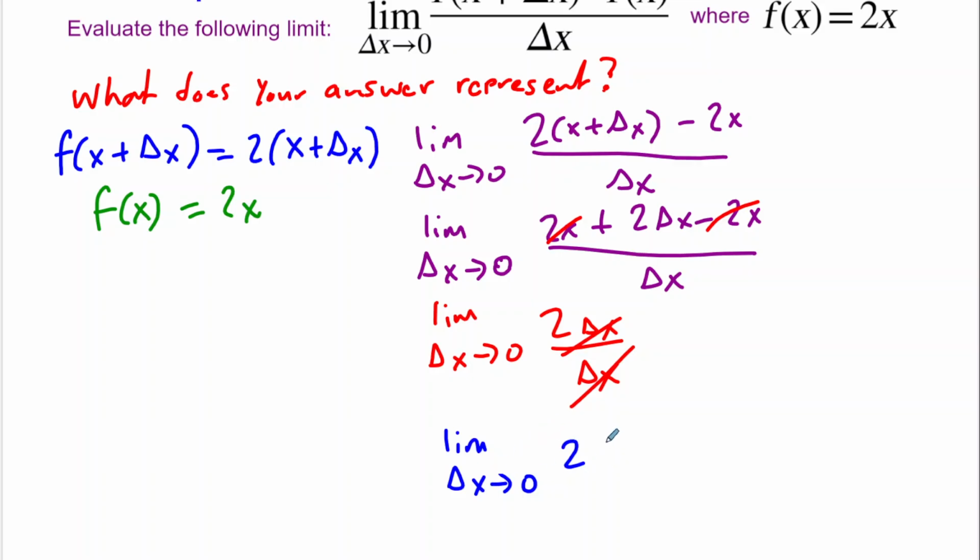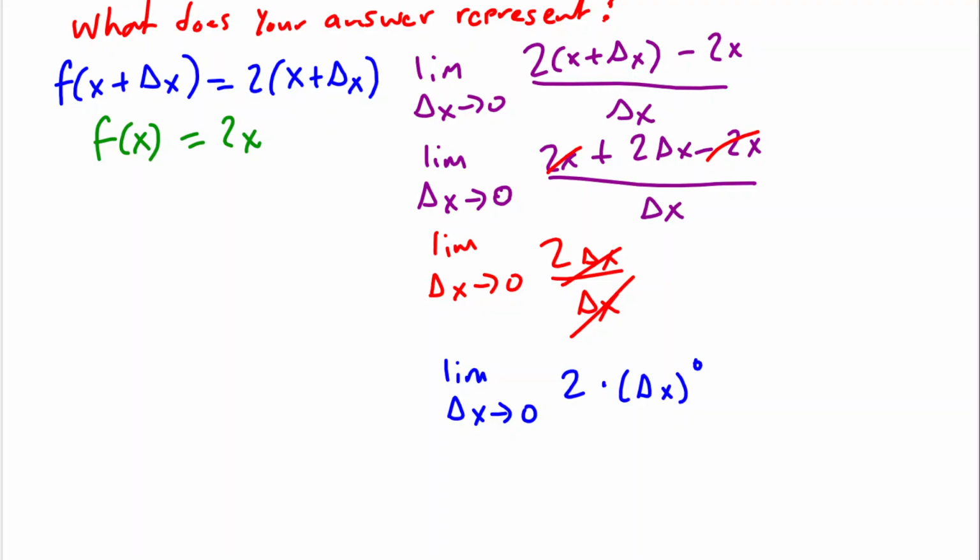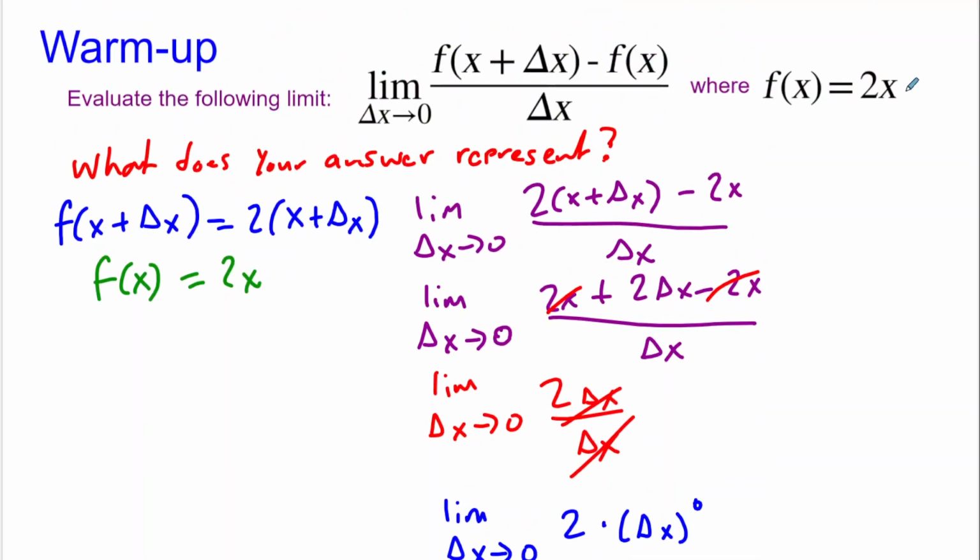And then, again, this is 2 times, technically, delta x to the 0 power. So we plug in 0 for delta x. It doesn't change anything because of the 0 power, it'll be 1. So 2 times 1 is 2. So this is our answer. Hopefully we got 2 for this.